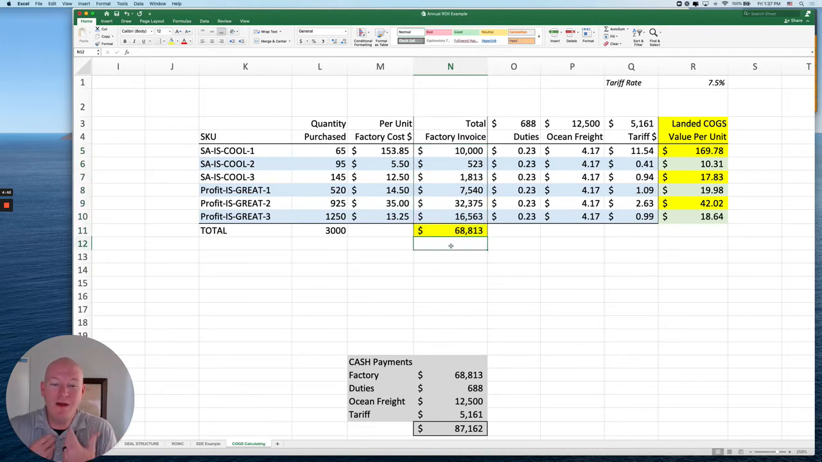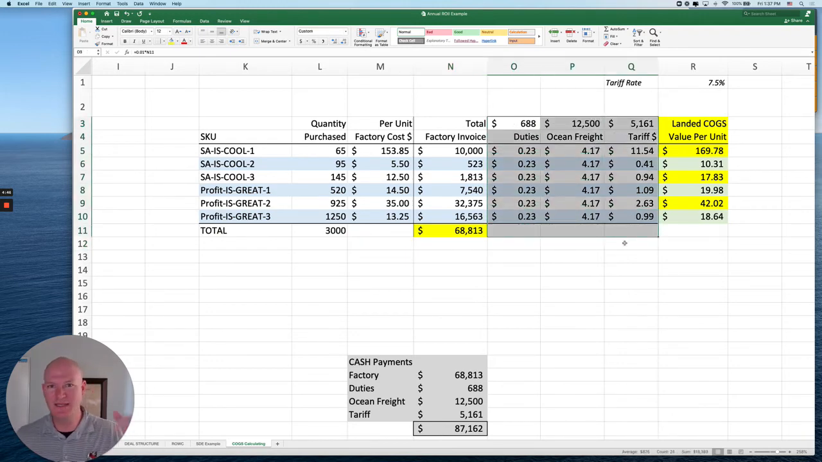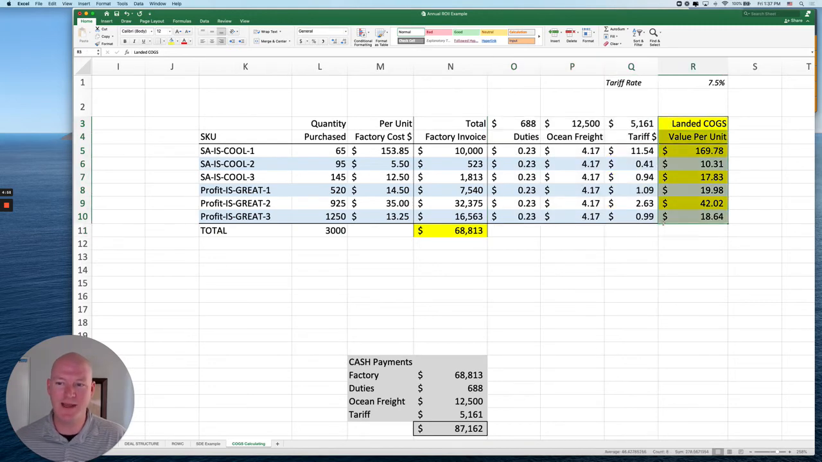But what we want to do in our accounting is add in some of these other ancillary expenses over here: the duties, the ocean freight, and the tariffs. We're going to load those expenses into our cost of goods sold so that we can come up with what's highlighted over here on the right-hand side, called landed cost of goods sold. Hope you're following me here. And so there are two different ways to load additional expenses into your units.